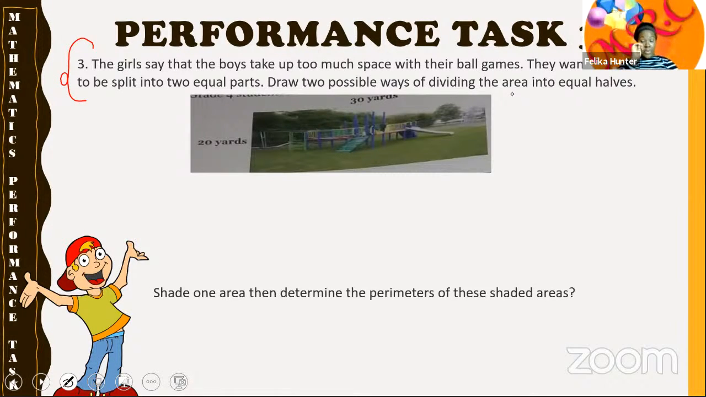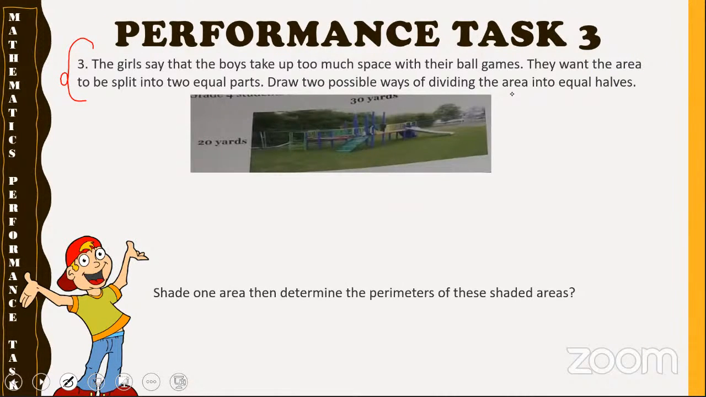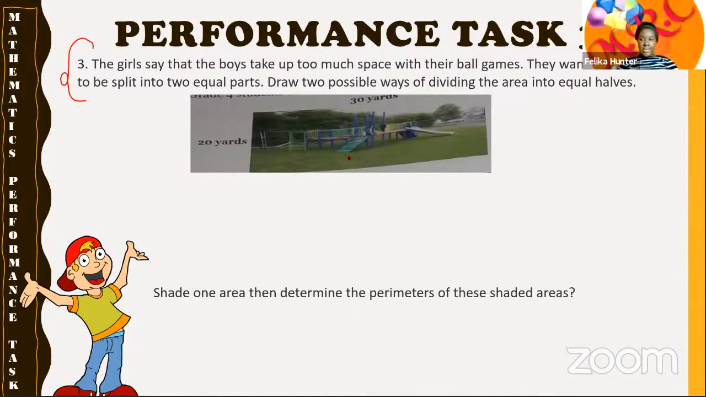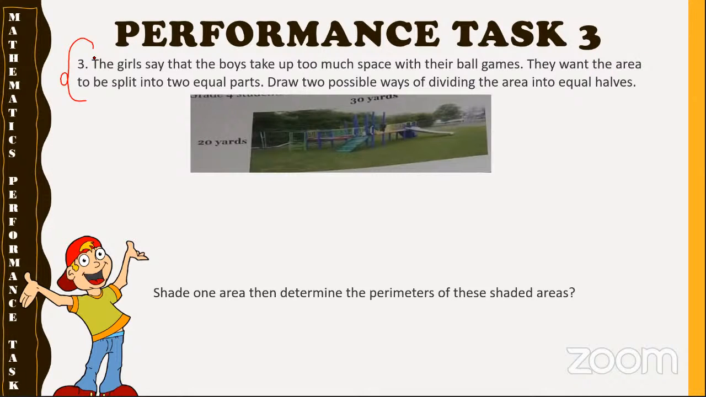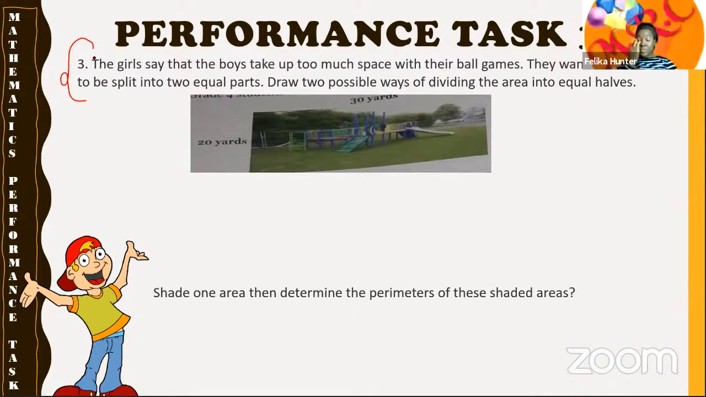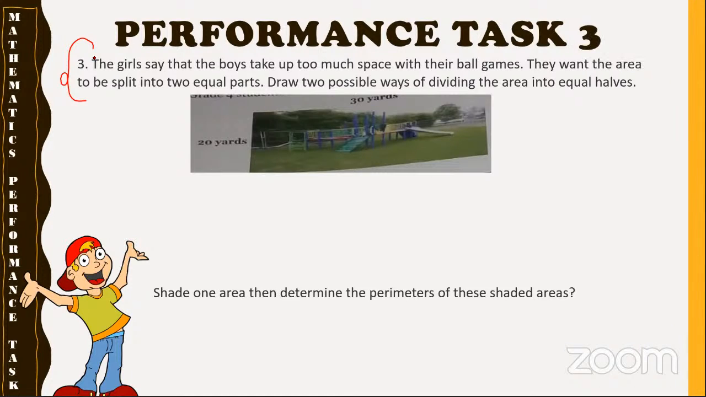Shade one area then determine the parameters of the shaded area. All right, so that's the last part. What about the first part? Read the first part for me, Chiara. The girls say that the boys take up too much space with their ball game. They want the area to be split into two equal parts. Draw two possible ways of dividing the area into equal parts.